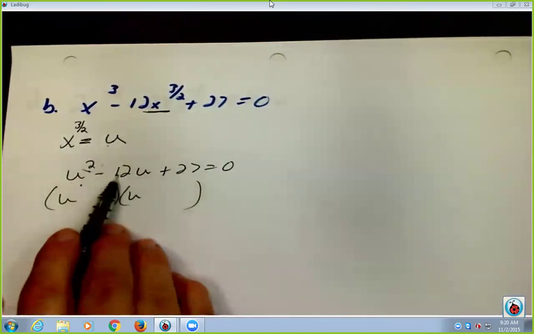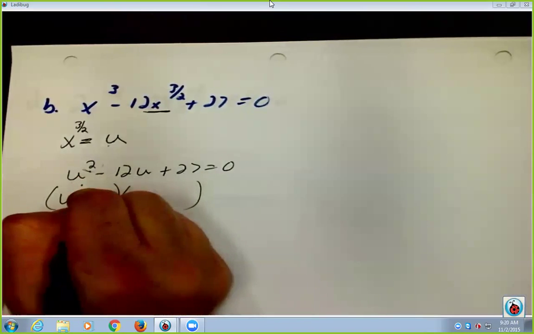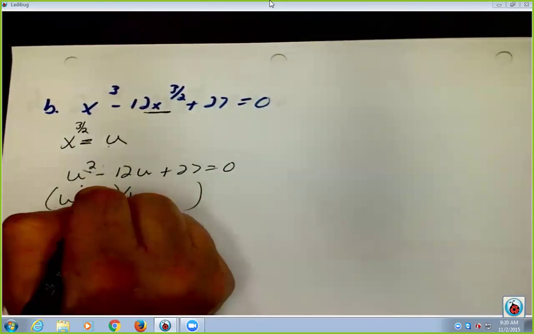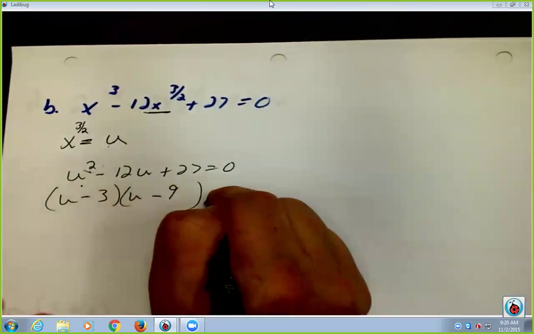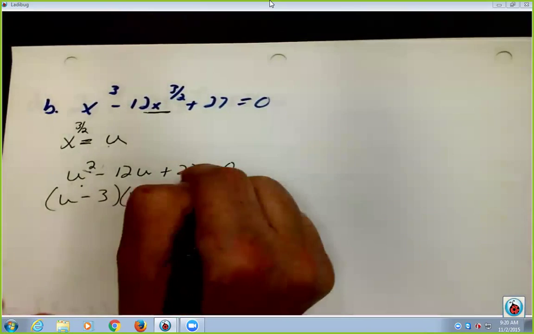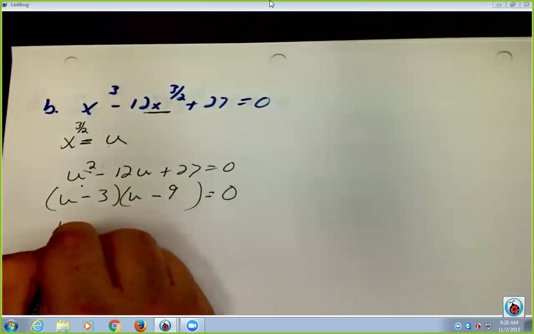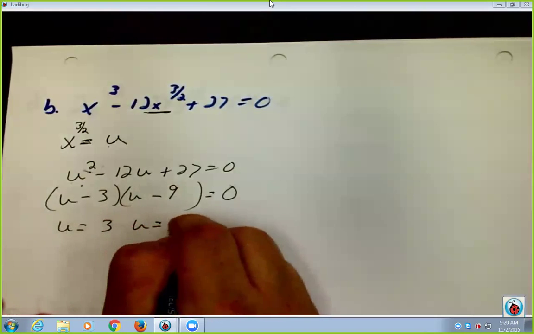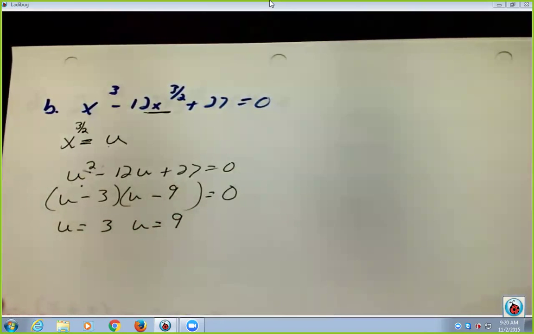And factors of 27 that give me a negative 12, well, minus 3 and minus 9. So u could equal 3 and u could equal 9. We good so far? Okay. So far we're okay.